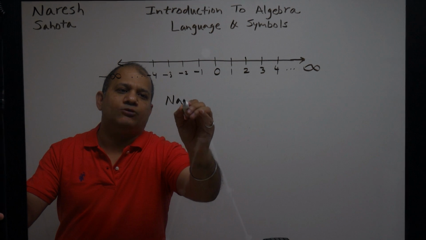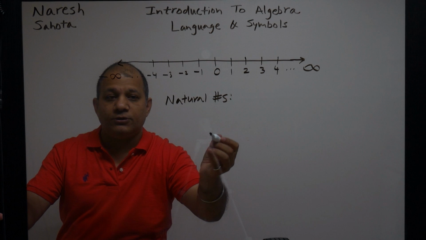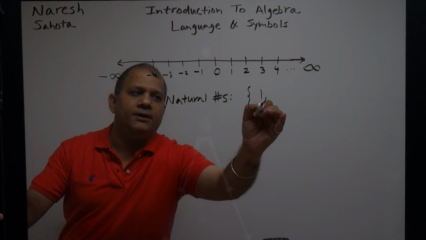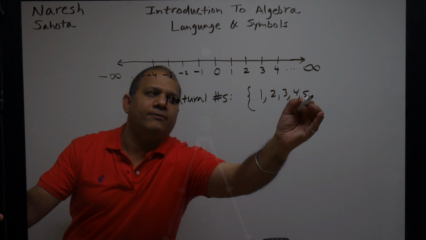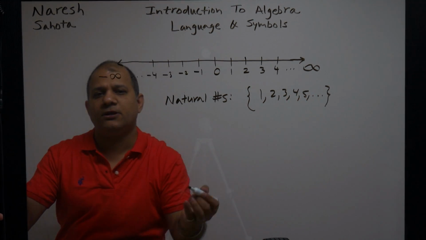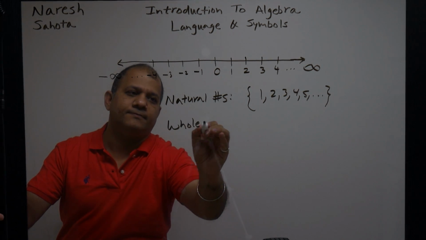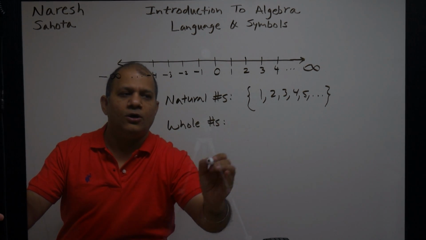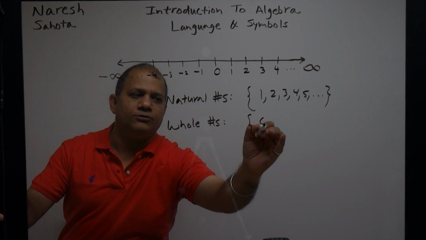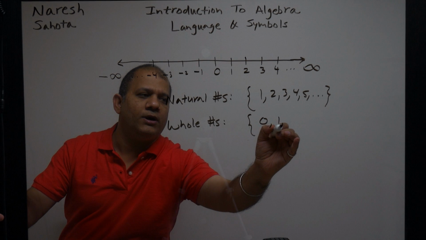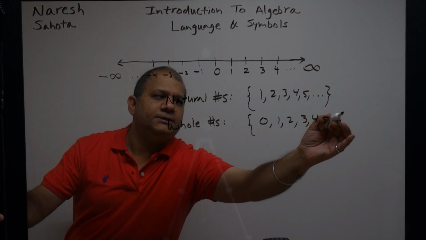What are natural numbers? Natural numbers start with 1 and then they go up 2, 3, 4, 5, and so on. So these are natural numbers. Next, what are whole numbers? Whole numbers are all natural numbers, but they also include 0. So 0, 1, 2, 3, 4, 5, etc.